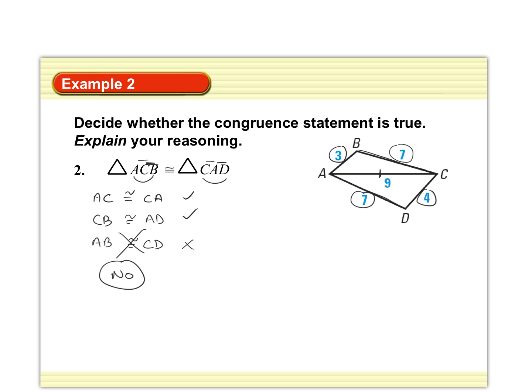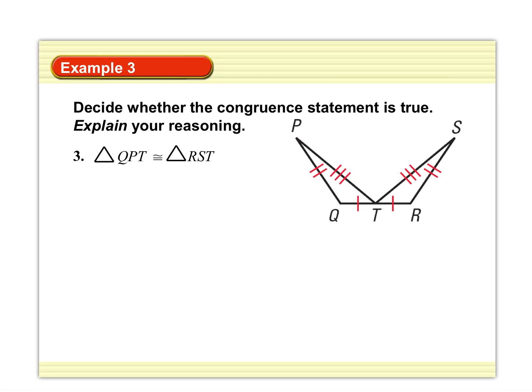The reason it's not valid, the explanation would be, basically this is enough of an explanation: I can see that one of the corresponding segments is actually not congruent. And that would be the end of that. So no, those two triangles are not congruent to each other.